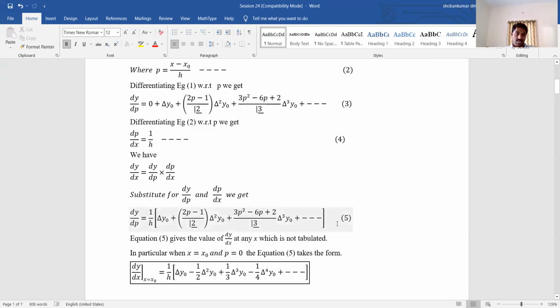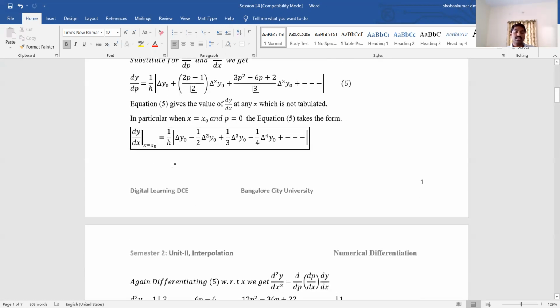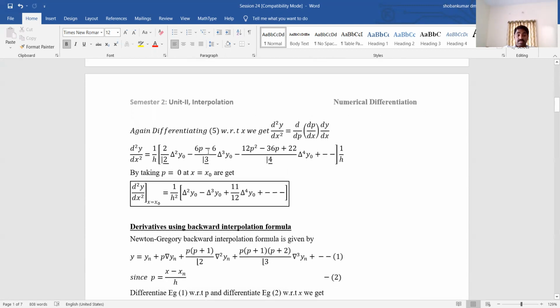Now this dy by dx at x equal to x naught, where p is equal to 0, the above equation becomes 1 by h into delta y naught minus 1 by 2 delta 2 y naught plus 1 by 3 delta 3 y naught minus 1 by 4 delta 4 y naught plus and so on. This is the derivative of y with respect to x when x values are equally spaced.